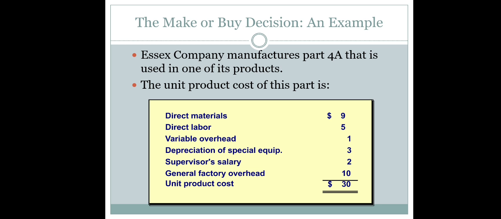The direct material cost is $9. Direct labor cost is $5 per unit. This is cost per unit for the component. Variable overhead is $1. Depreciation of special equipment is $3. Supervisor salary is $2. General factory overhead is $10. Unit product cost is $30. So if this company makes component 4A internally, the cost of making it is $30 per unit.